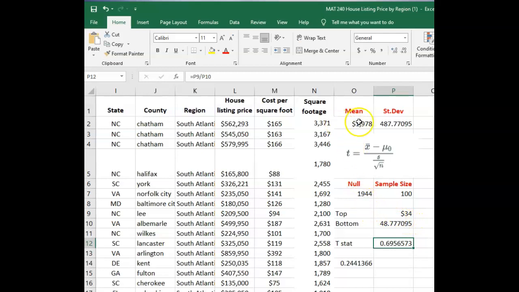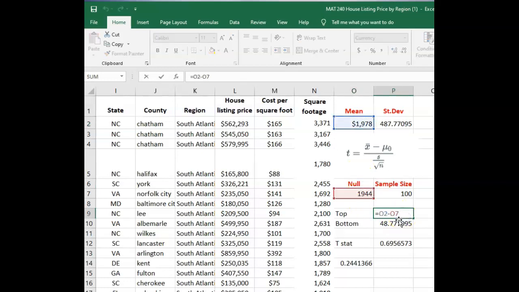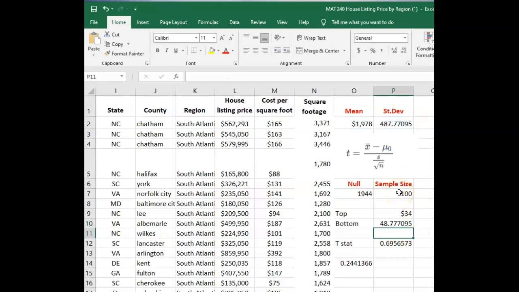And before I even do that, I wanted to look. My mean doesn't look like it's too far off from the null. It's kind of close. Let's see how the results turn out. Top of the formula, take the sample mean minus the null hypothesis. The bottom of the formula, the sample standard deviation divided by the square root of the sample size, and then your t-test statistic, divide that top number by the bottom number. And so, again, that should just be a general number.